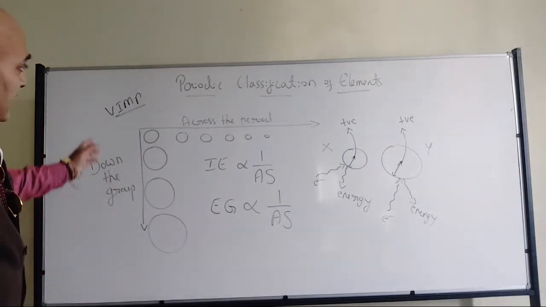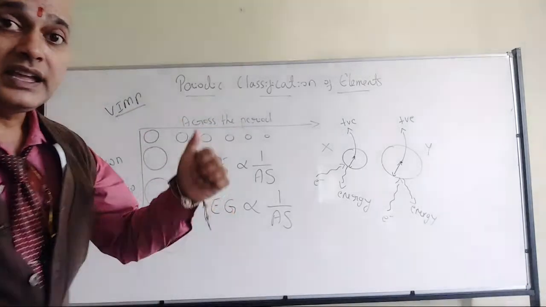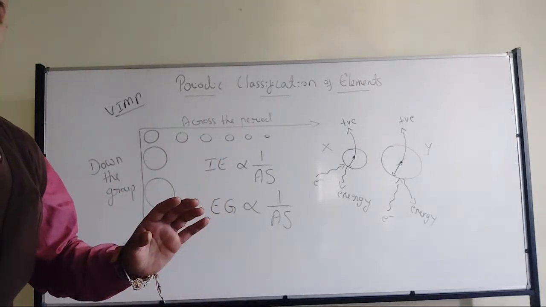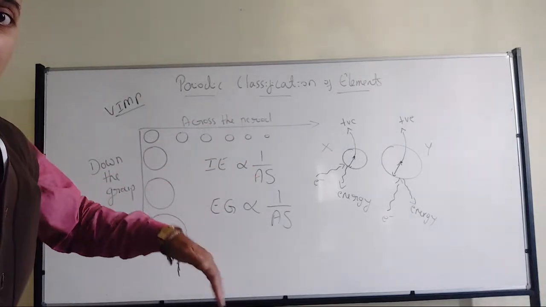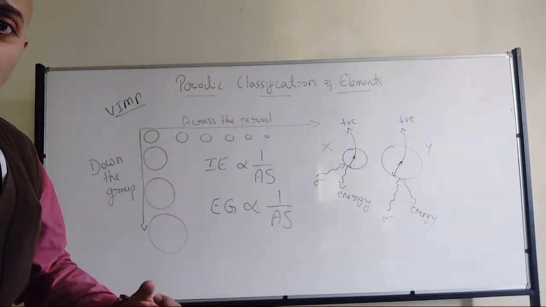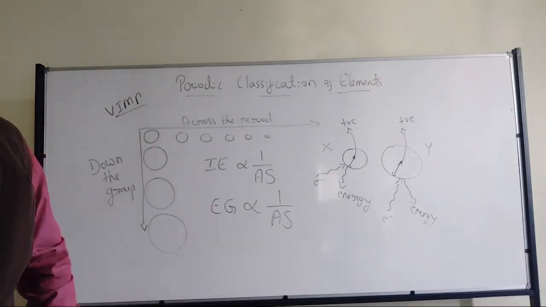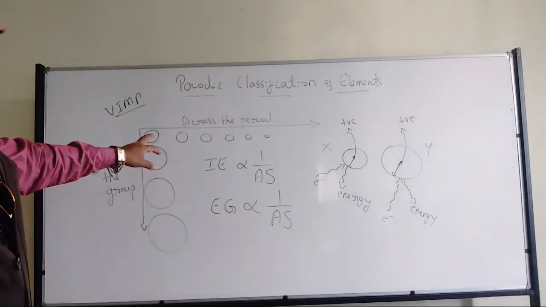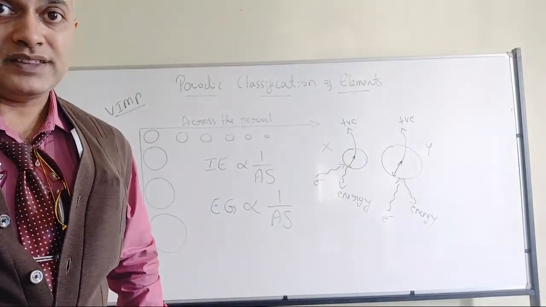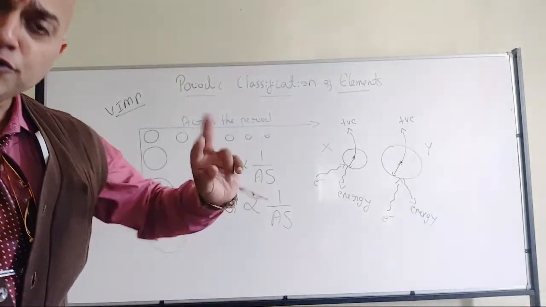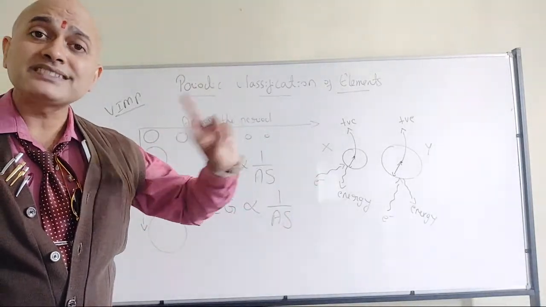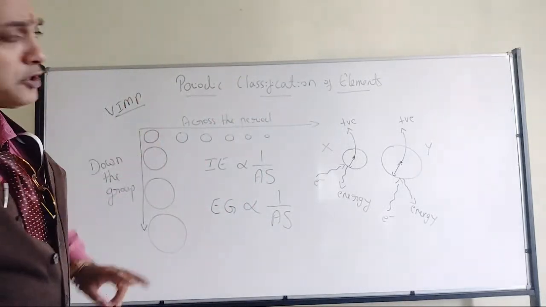So therefore, across the period, electron gain enthalpy is going to increase. Ionization enthalpy is also going to increase because more energy is required. Down the group, ionization enthalpy is going to decrease, and electron gaining will also decrease. So that's where ionization enthalpy and electron gain enthalpy are related to atomic size in the same way. In one case there is utilization of energy, but in another case there is a release of energy. In the definition they are exactly opposite, but when it comes to their relation with atomic size, they are the same.